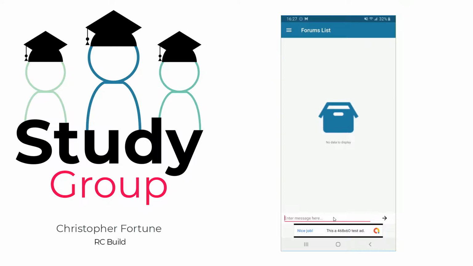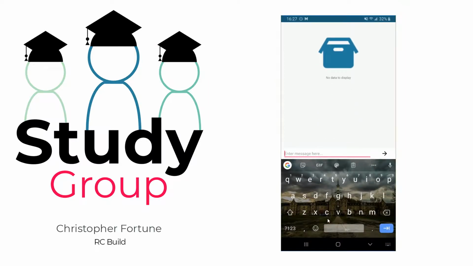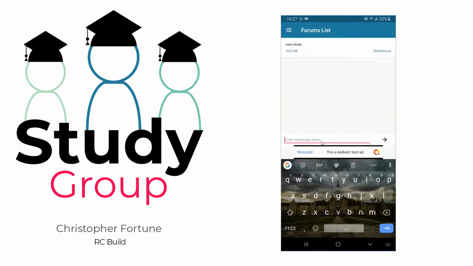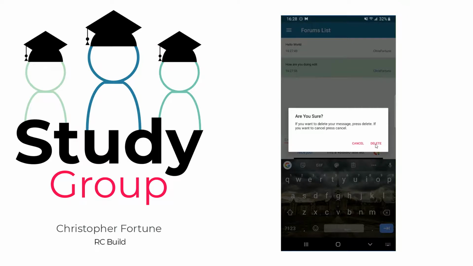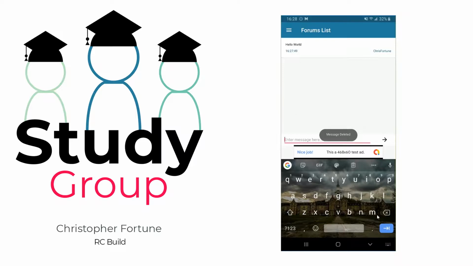So if you want to send a message, you just type in a message and send it. If we type in another message here and send it, the user again has the ability to either edit the message again, or if they would like to delete the message, they have the ability to do so. Verifying if the user wants to delete, they can press delete, and the message is deleted.